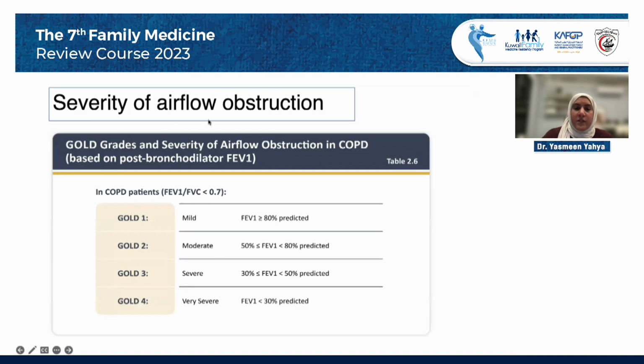So the severity of airflow obstruction, you will detect from the spirometry reading. And this is, actually after giving a bronchodilator, you will see the FEV1. If it's above 80%, then this is GOLD 1, which is mild. If it's between 50 and 80%, then this is GOLD 2, moderate, and then severe and very severe if it's less than 30%. This severity grading, clinically, is not very important for you to decide which treatment to give. It's only for the prognosis. Okay, you need to document it for the patient's prognosis.